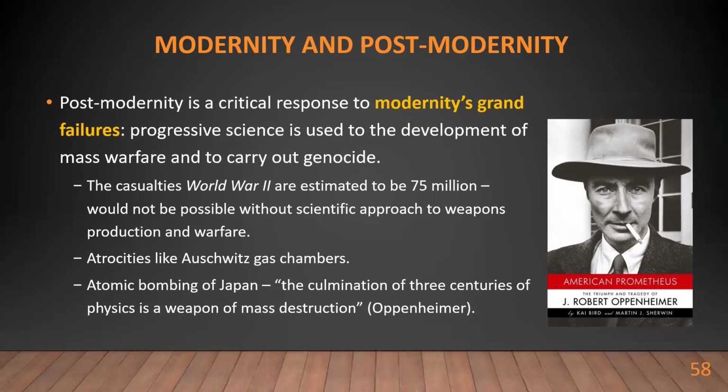Postmodernity is a critical response to modernity's grand failures. Progressive science is used for the development of mass warfare and to carry out genocide. So the casualties of the Second World War, which seem to be estimated to be 75 million in total, out of which I think about 40 million were civilians, would not be possible without a scientific approach to weapons and weapons production and warfare. You would have the science of death in Auschwitz gas chambers. So science would be directly used to carry out genocide.